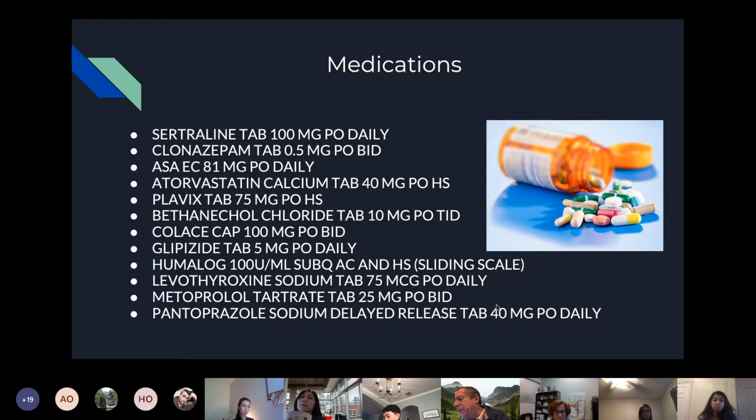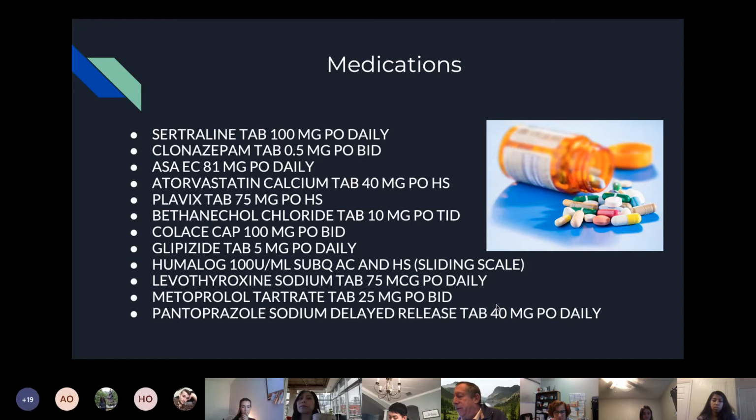She was on bethanechol for her urinary incontinence, which is typical, common at that age also. Colace again for constipation, very common in that age group. Glipizide was being used and was evidently controlling her diabetes very well, but there was also an order for Humalog, 100 units sub-Q on a sliding scale if necessary.